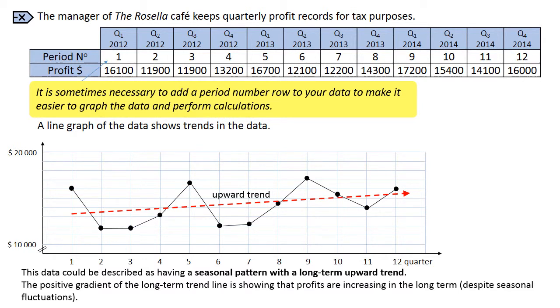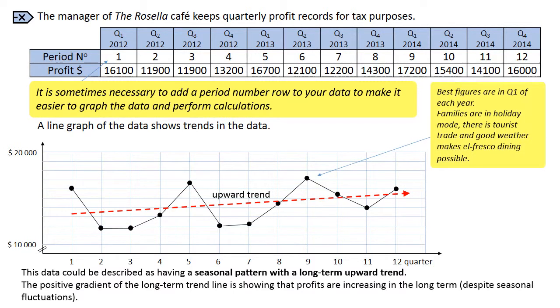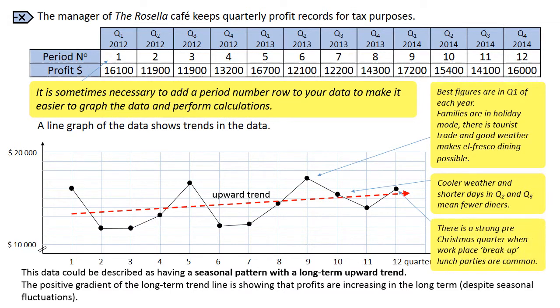Some questions might ask you to give reasons why a graph may be showing a particular seasonal pattern. In this case, we can see that best sales figures occur in Q1 each year. Families are in holiday mode. There is tourist trade, and good weather makes alfresco dining possible. In quarters 2 and 3, cooler weather and shorter days mean fewer diners. There is a strong pre-Christmas quarter where work break-up lunch parties are common.